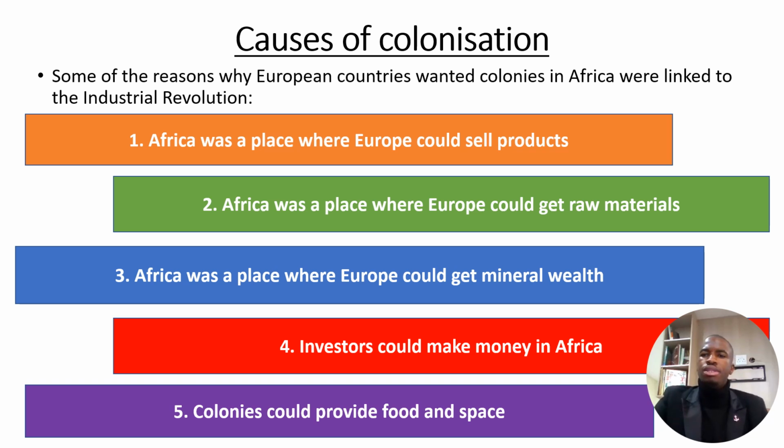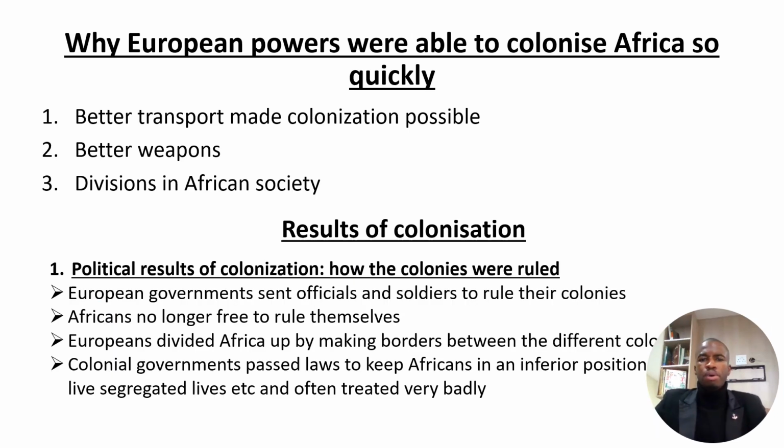Now, why then did European powers succeed in this? Why were European powers able to colonize Africa so quickly? That is the question. The first part is that there was better transport that they had invented, which made colonization possible. Secondly, it is without argument that they had better weapons: gunpowder, guns, cannons, and so forth.